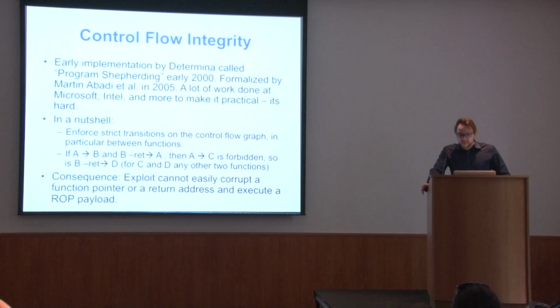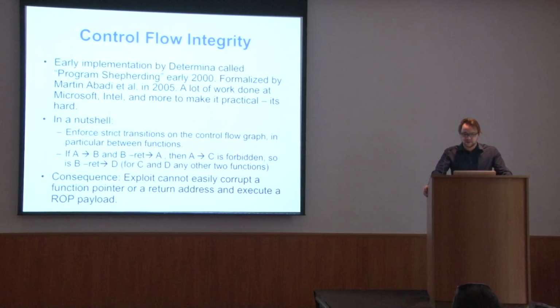Control flow integrity. Control flow integrity is not a new technique. It's something that has been researched and also implemented in the past 10 to 15 years. The very early implementation of control flow integrity that I know of was done by a company called Determina. And at the time, they called it program shepherding. More work was done by Martin Abadi to formalize it in the academic way, and plenty of people are trying to come up with more practical approaches to control flow integrity.